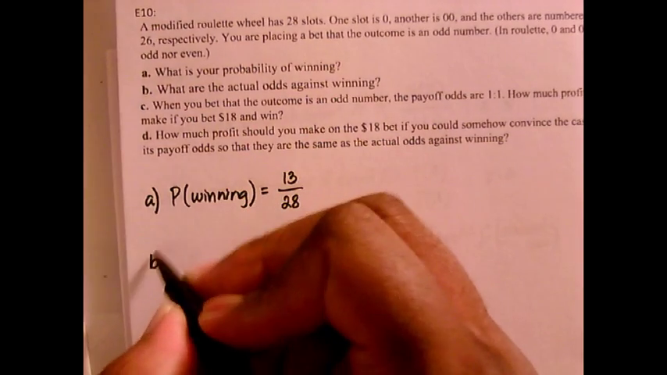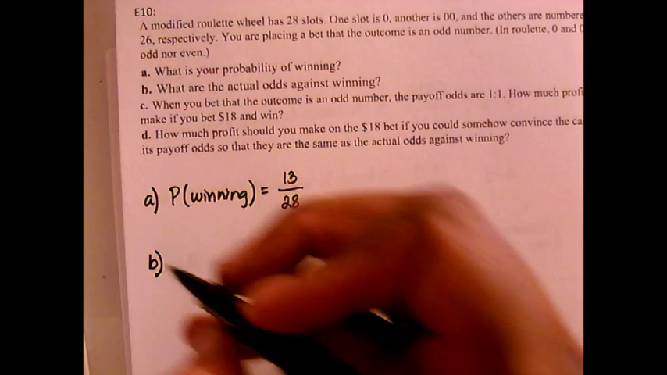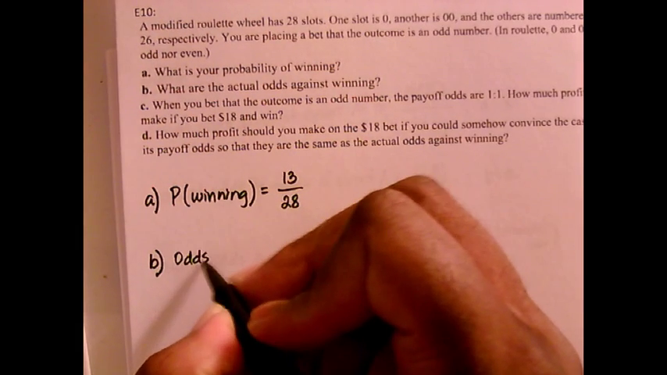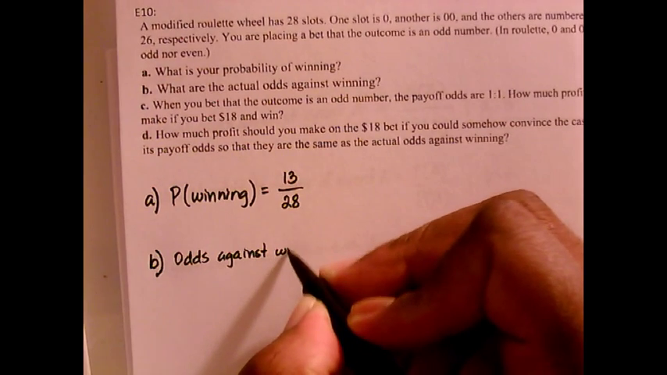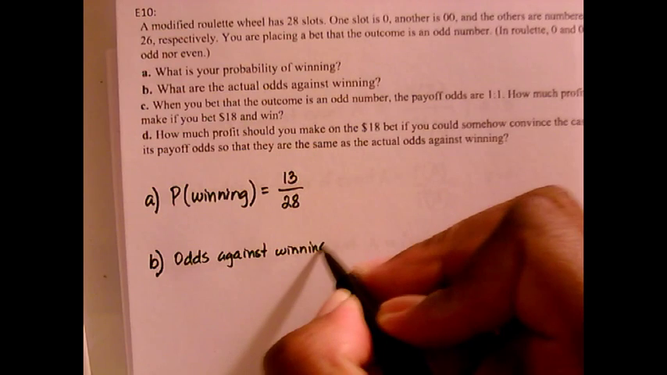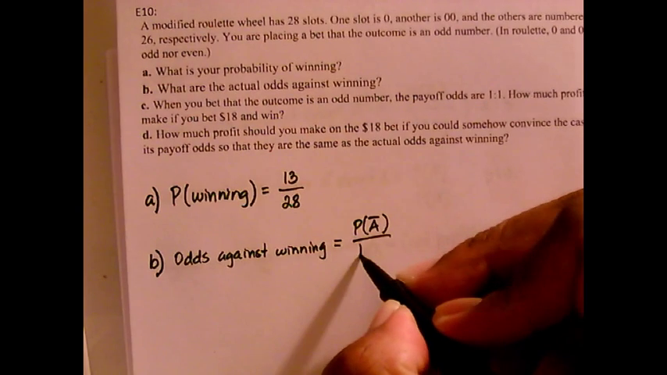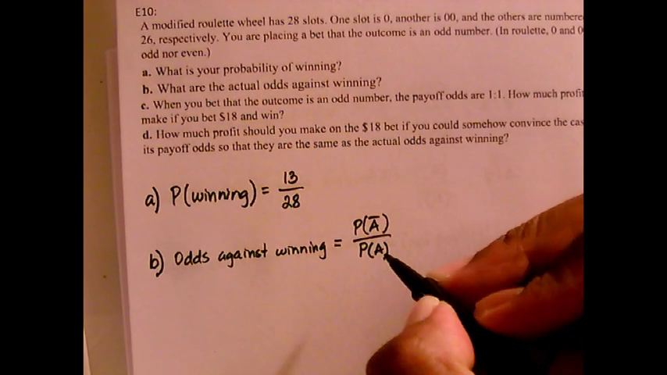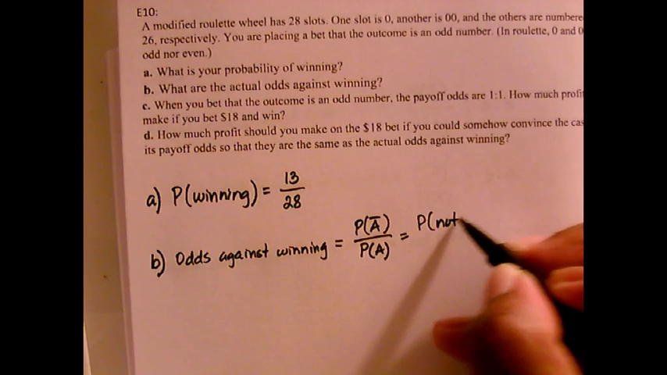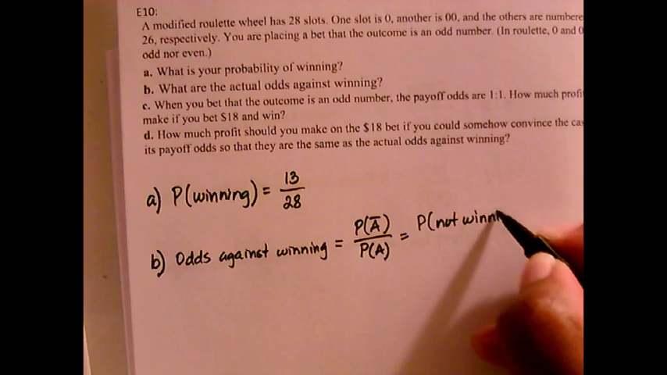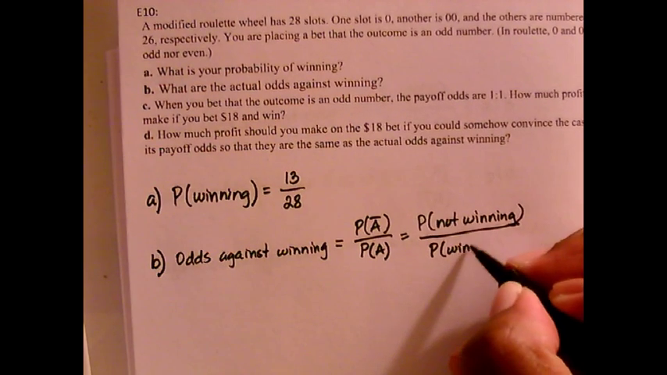Now part B, they ask this question: what are the actual odds against winning? So here, the odds against winning is this: the probability of event A complement and the probability of event A happening. In other words, we're looking at the probability of you not winning, which is the complement of the probability of you winning, divided by the probability that you do win.